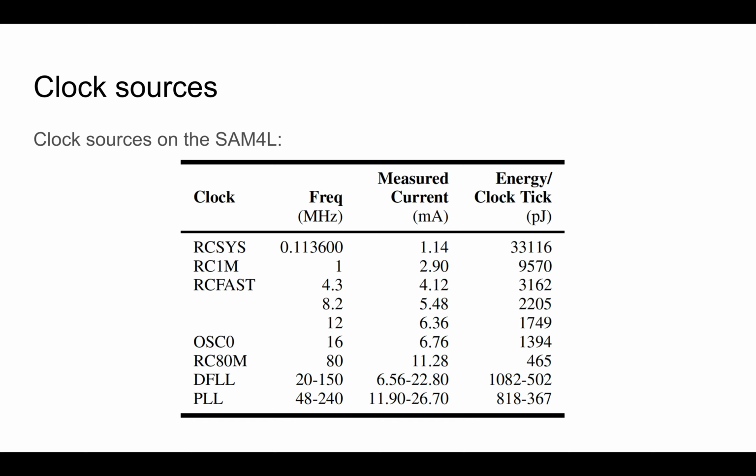The clocks are ordered from slowest to fastest, and you can see that slower clocks use less current, or power, while faster clocks use less energy per clock tick. This work will show how we can use this to further improve the energy efficiency of wireless sensors.